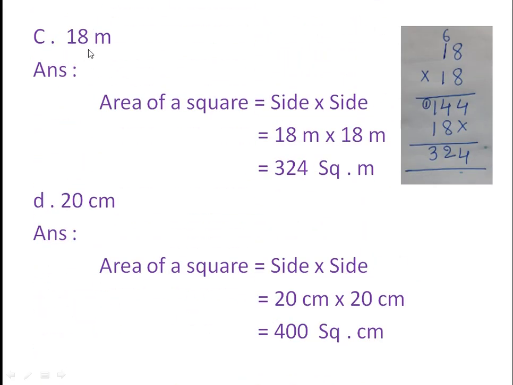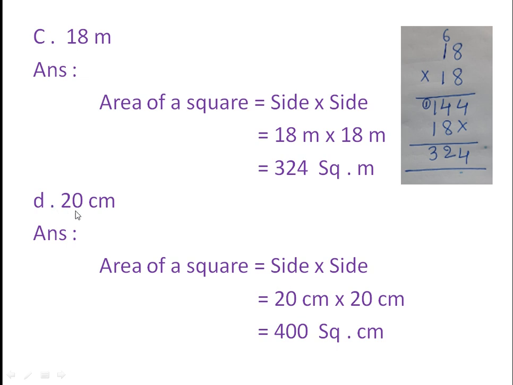And next, C problem, 18 meters. Write down the statements like this. Area of the square formula first. Area of the square is equal to side multiplied with side. Write down the value of the side: 18 meters multiplied with 18 meters. 18 18s are 324 square meters is the answer for this problem.